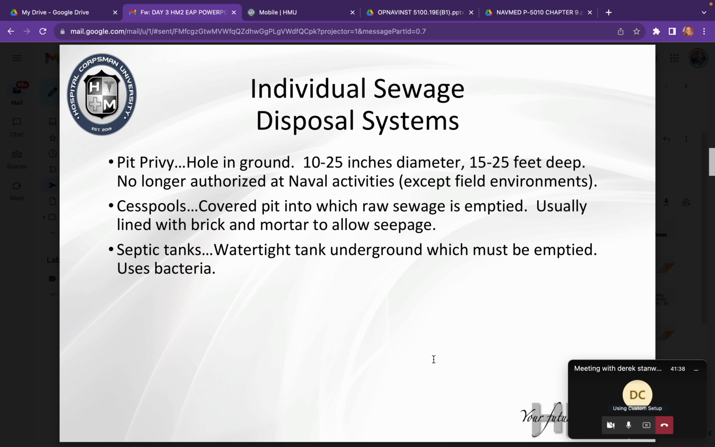A cesspool is a covered pit into which raw sewage is emptied, usually lined with brick and mortar to allow seepage. And then you have your septic tanks. They're watertight tanks underground, which must be emptied, and it uses bacteria to break down and digest the waste.